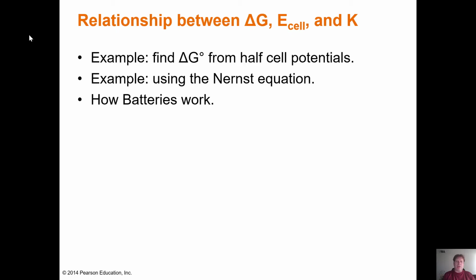One thing I want to mention, you'll notice that I'm pretty loose with the language I'm using here for delta G and cell potential. I'm not specifying standard state. We will have some examples where we are going to be using standard state and some where we will not be. So the first one, you'll notice that the example says delta G at standard state from half cell potential. So there we will be using standard state. However, when we use the Nernst equation in the next example, we will not be.